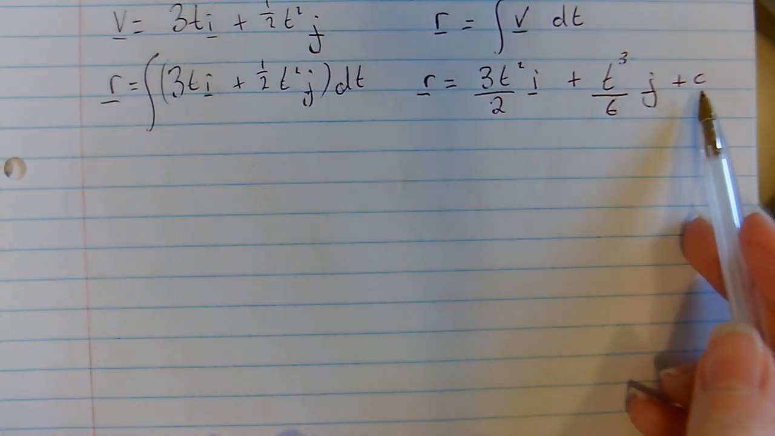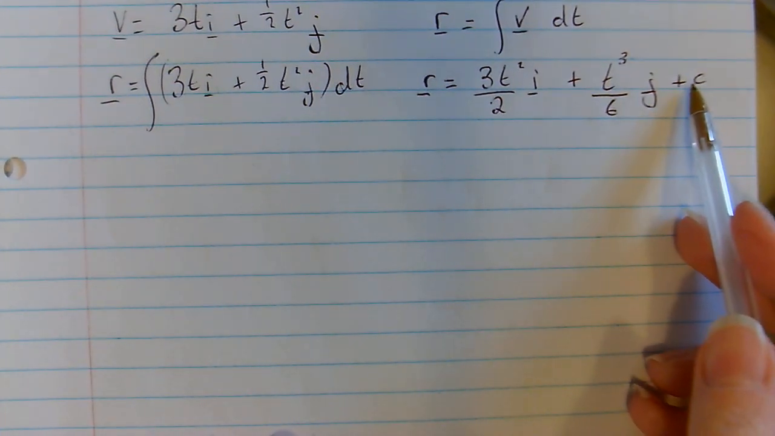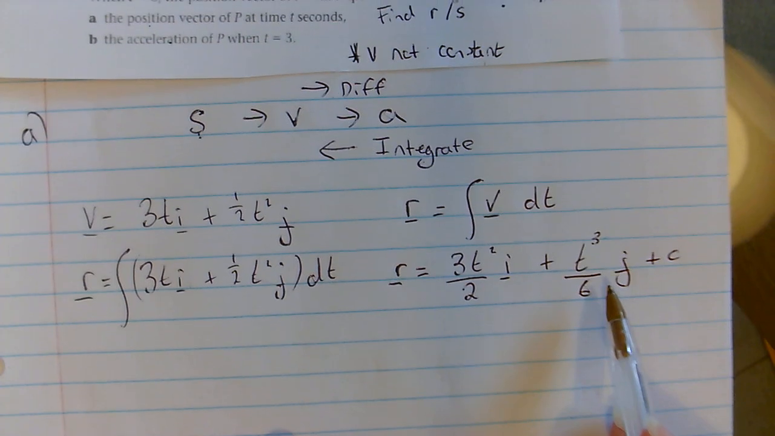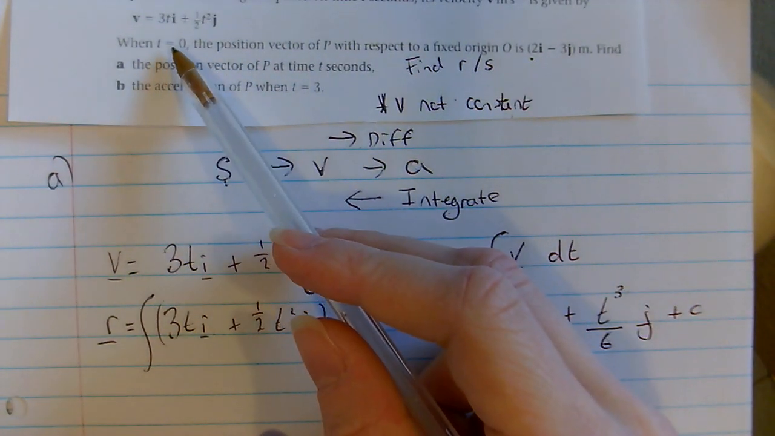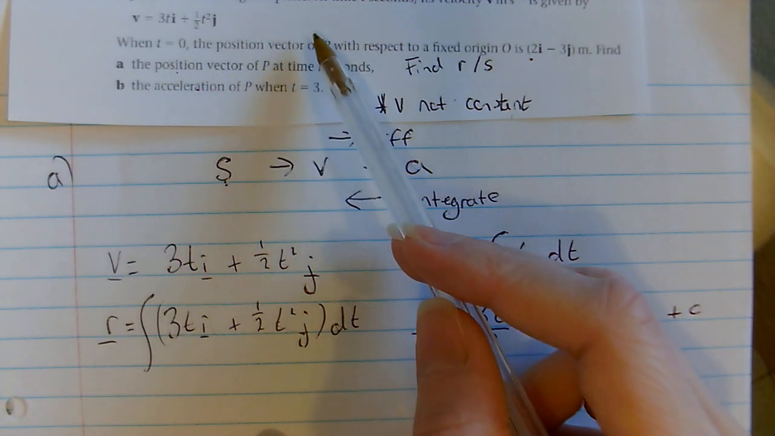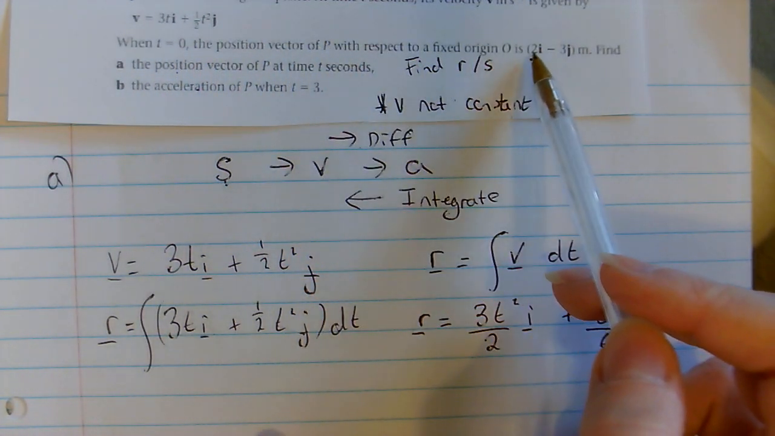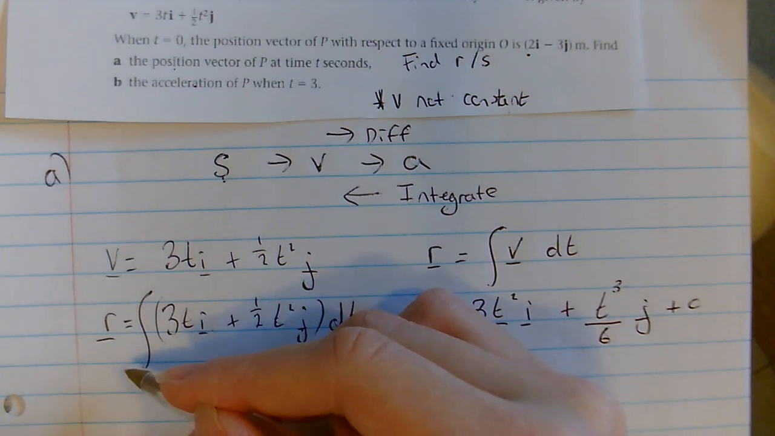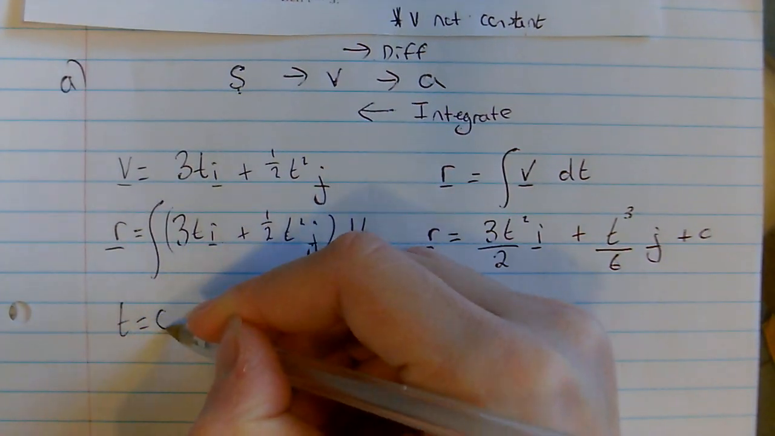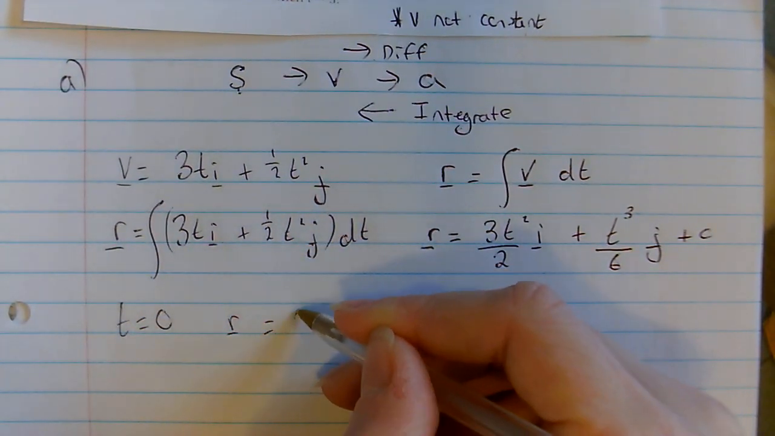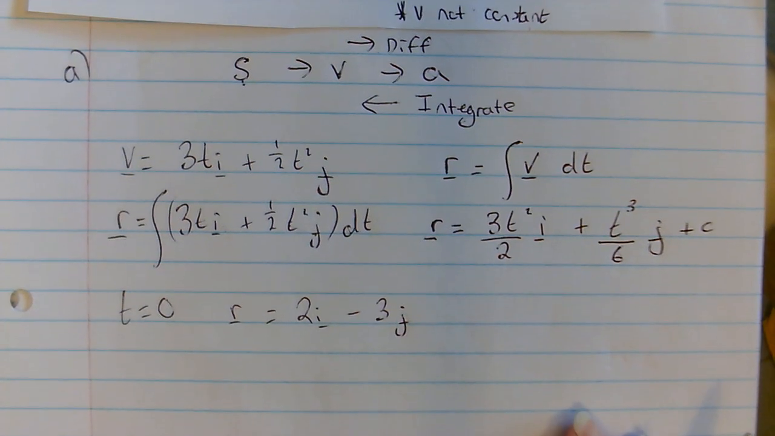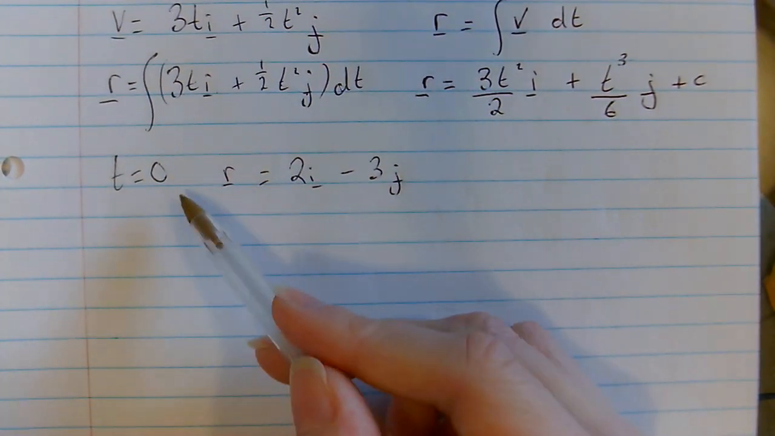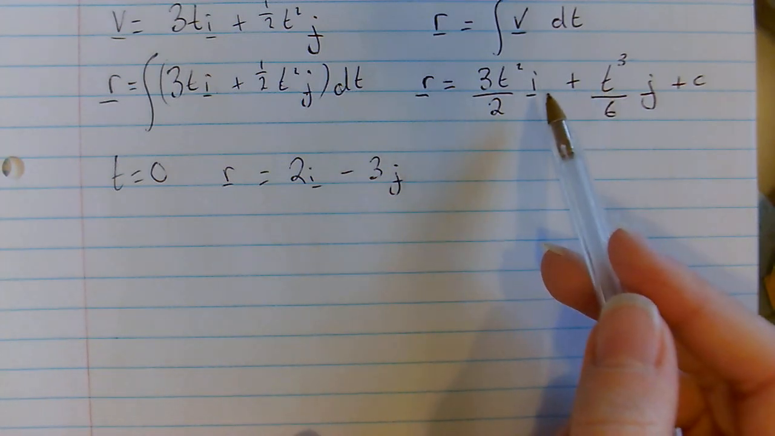Okay, now we need to try and find this c. To be able to find c, you need to go back up to the question, and it should give you some information about the time at the beginning. So when t is 0, it does tell you the position vector is 2i minus 3j. And I can use this information, substituted into this, to find c.